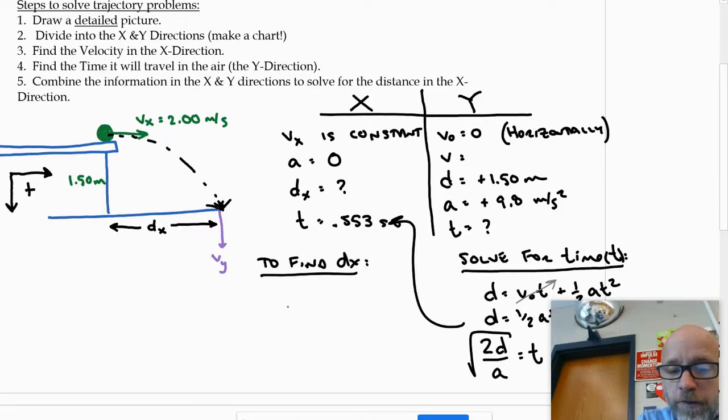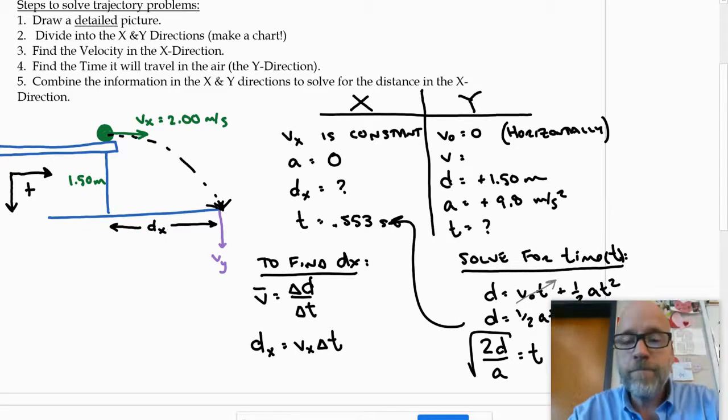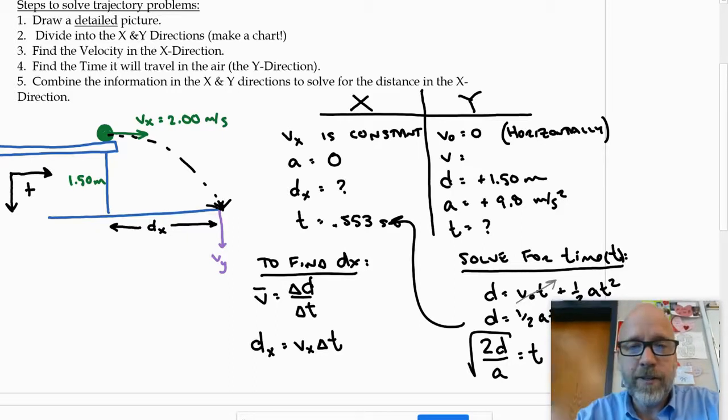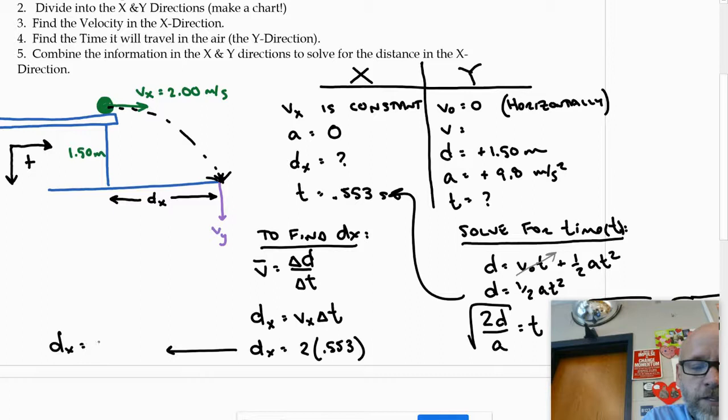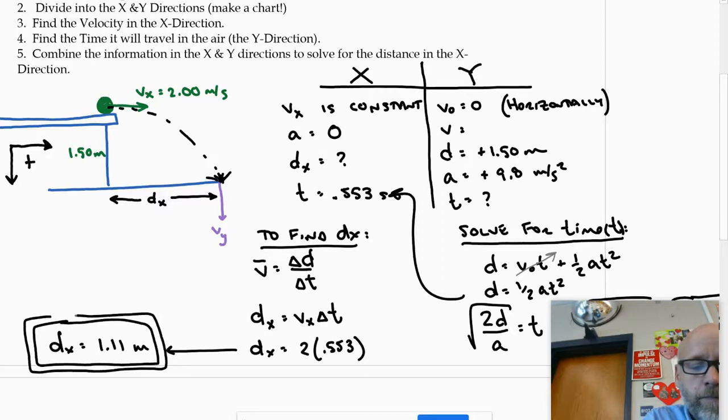I can go to my simplest formula, which is the average velocity is distance over time. Or if I rewrite this, distance in the x direction is velocity in the x direction times the change in time. See that? I just did a little algebra there. Okay, so let's get our numbers. I have 2 times 0.553. And what I end up with for an answer is dx is going to be 1.11 meters, if I recall correctly. What do you think? You got it?